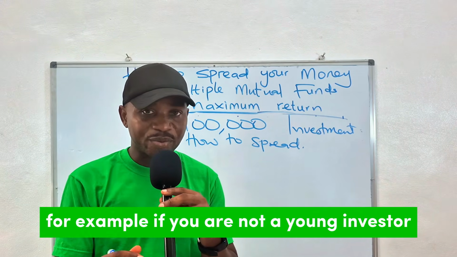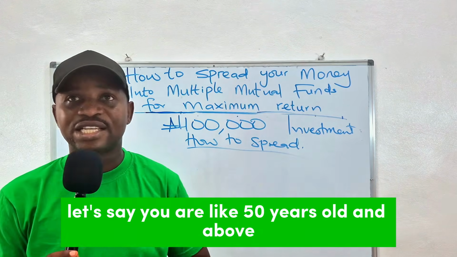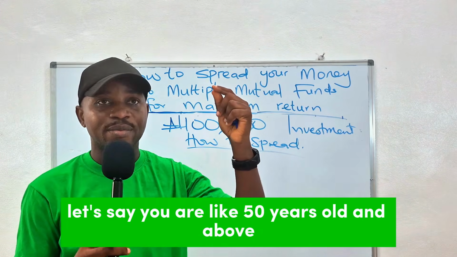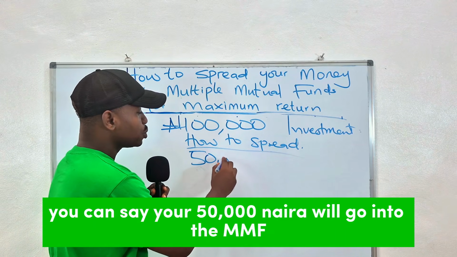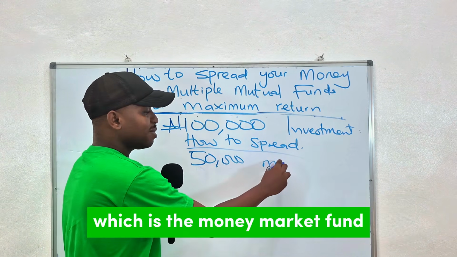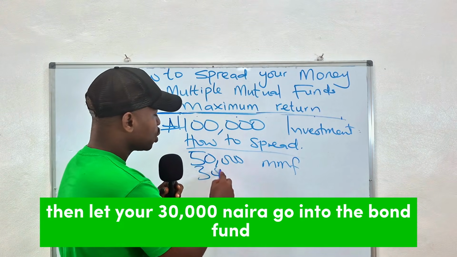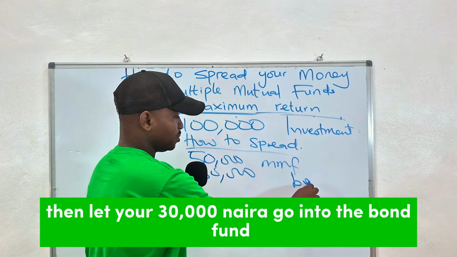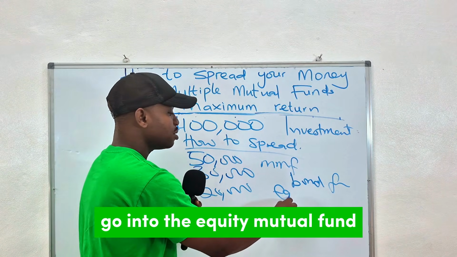Then we are going to spread this 100,000 naira across those mutual fund categories. For example, if you are not a young investor, let's say you are 50 years old and above, you can say your 50,000 naira will go into the MMF, which is the money market fund. Then let your 30,000 naira go into the bond fund. Then let the remaining 20,000 naira go into the equity mutual fund.